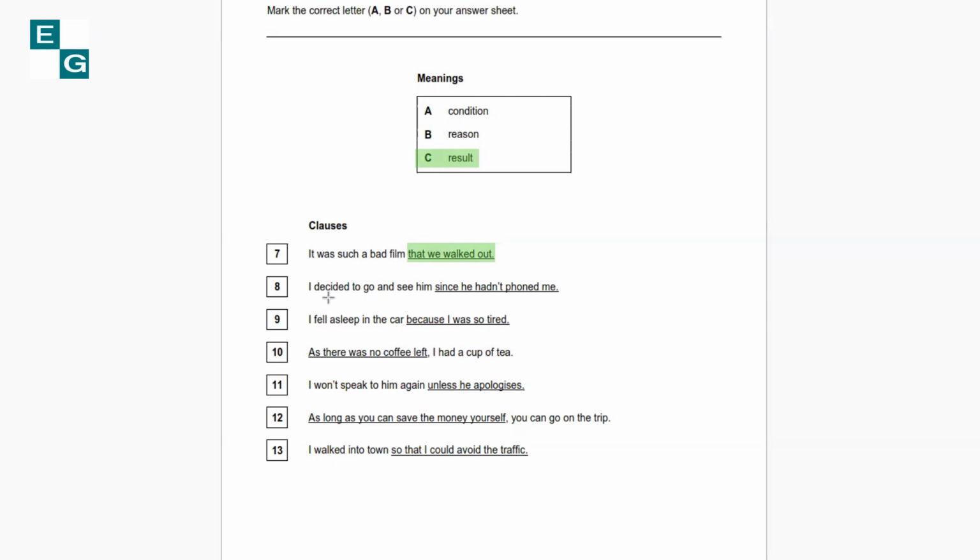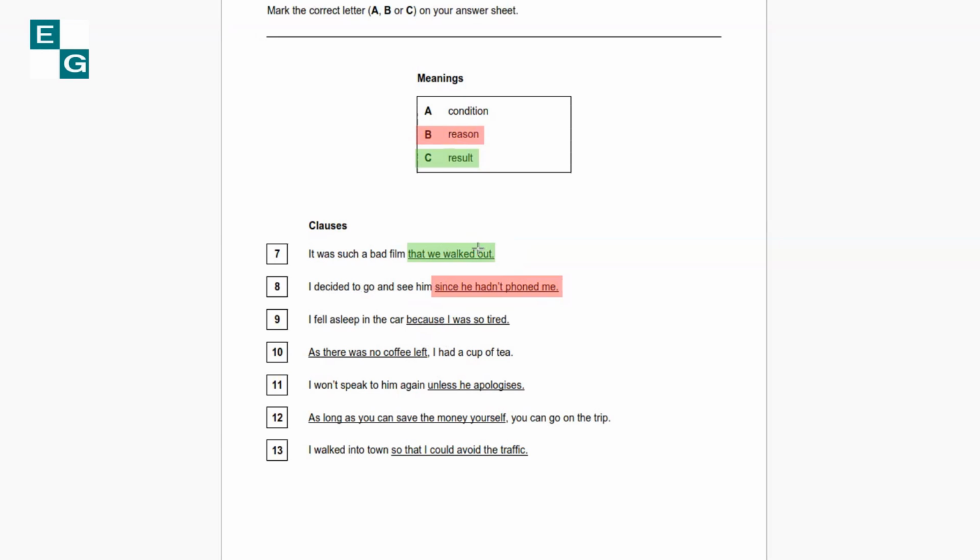Then it says, I decided to go and see him since he hadn't phoned me. So let's think about phoning or not calling. Not calling is not a result, it's the reason. I am going to see you because you didn't call me. You didn't phone me. He hadn't phoned me. That means it is a reason.